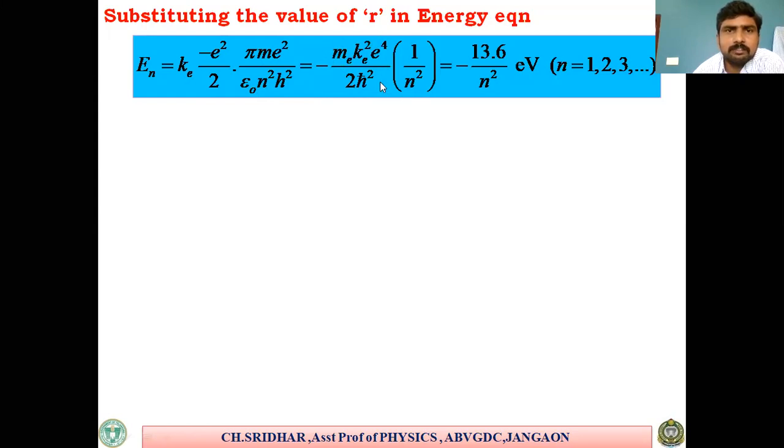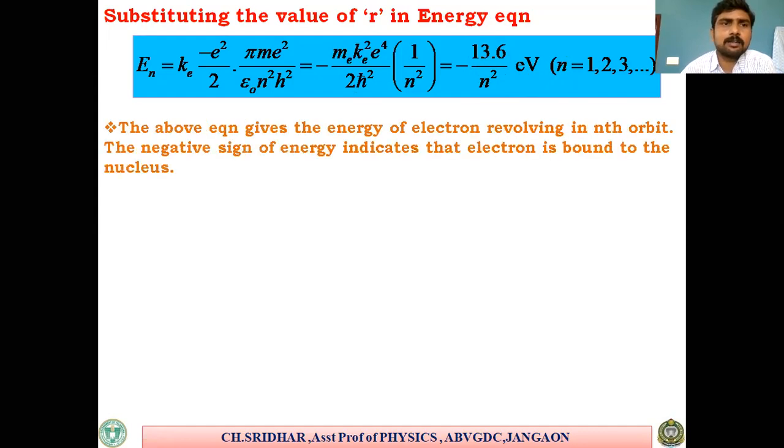And if you substitute all the values of the constants, since m_e is the mass of the electron, which is a constant, K is the proportionality constant, and e is the charge of the electron, and h cut being provided from the Planck's constant. If you substitute all the values, we have E_n, the energy of the nth orbit, as equals to minus 13.6 by n square electron volts, where n is equals to 1, 2, 3, and so on and so forth. So this is the energy of the nth orbit.